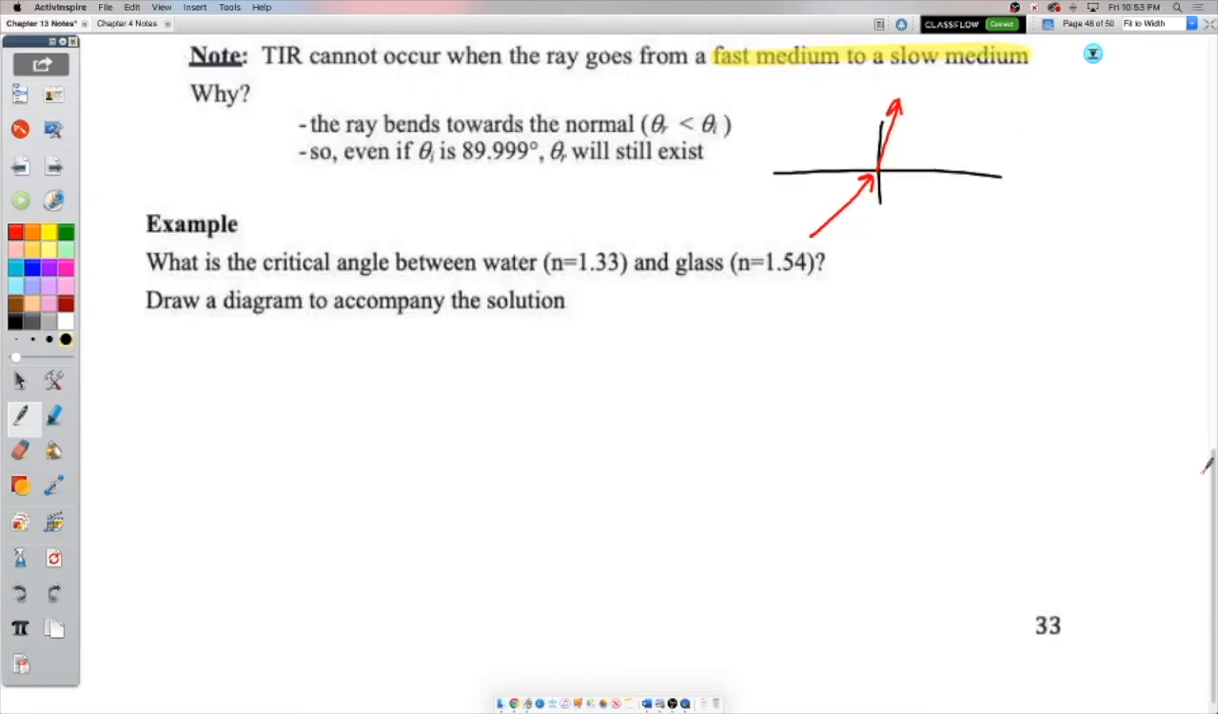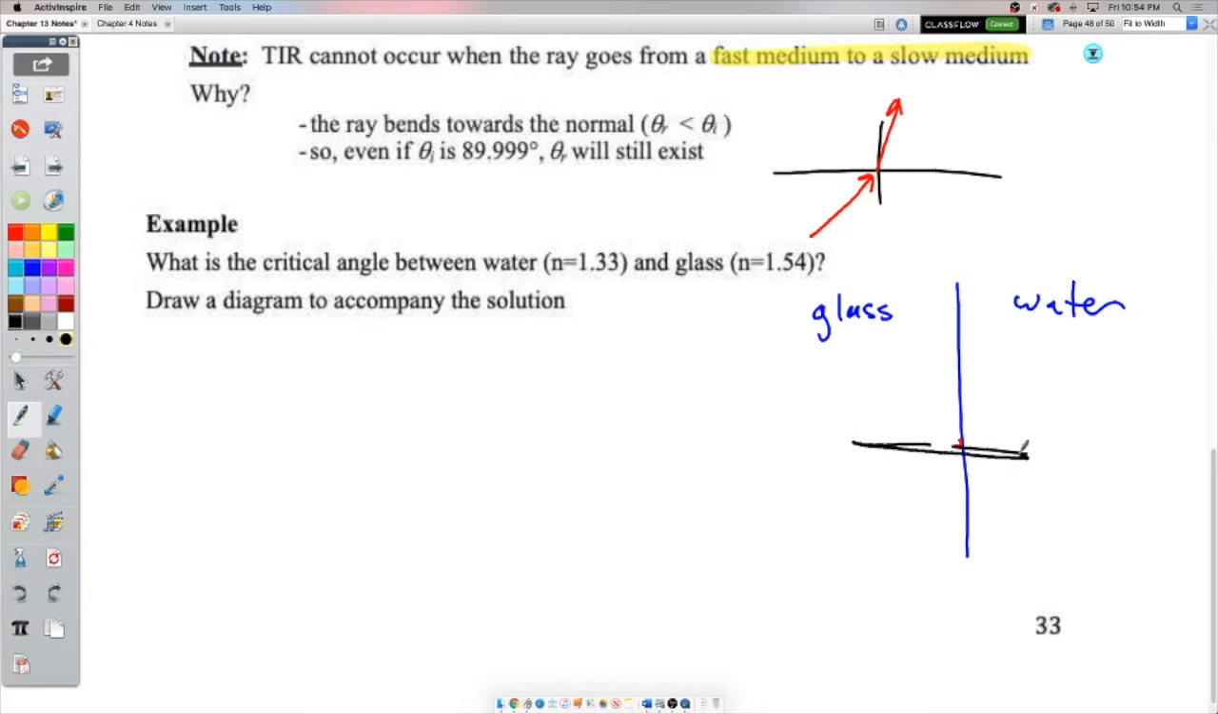All right, what is the critical angle between water and glass? Between any two interfaces, there's a critical angle. Draw a diagram to accompany the solution. So we should start with a diagram. If we have glass and water, we're looking for the critical angle. It's where the refracted angle equals 90 degrees. So let's see if we can find it.